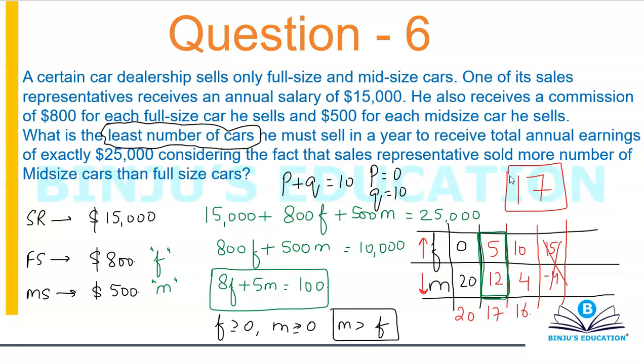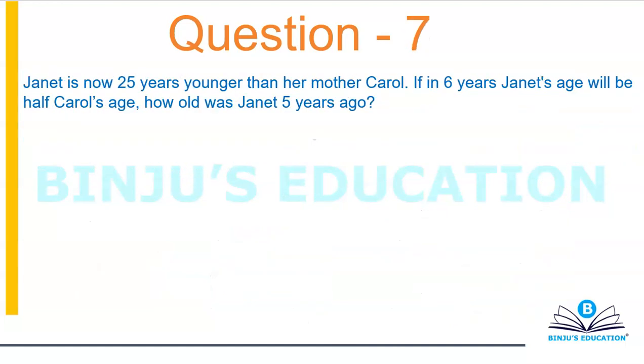Okay, so let's try one more question for this video. So pause the video, try this question yourself first. Alright, let's try question number 7. Janet is now 25 years younger than her mother Carol. If in 6 years Janet's age will be half Carol's age, how old was Janet 5 years ago?